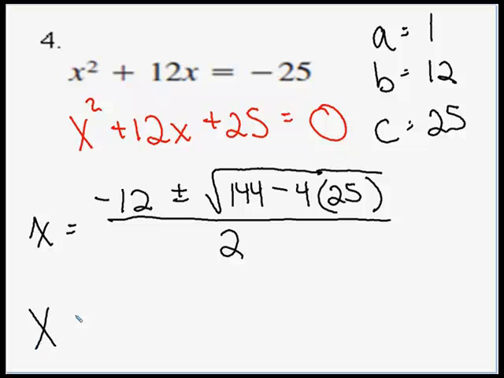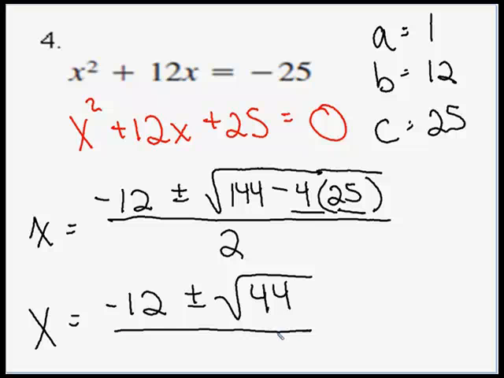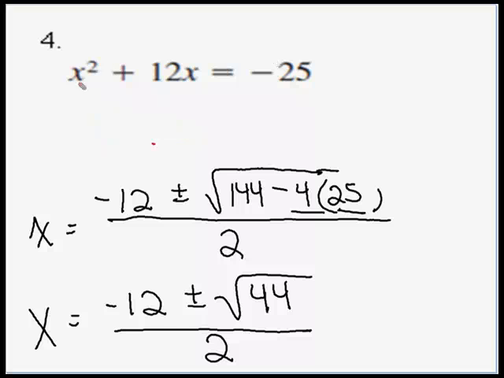So, let's simplify, starting with under the radical. Negative 12 plus minus. We have our square root, 144 minus 4 times 25. Well, if you have 4 quarters, that's 100 pennies or $1. 144 minus 100 is 44, all over 2. That's a good answer. It's not the best.